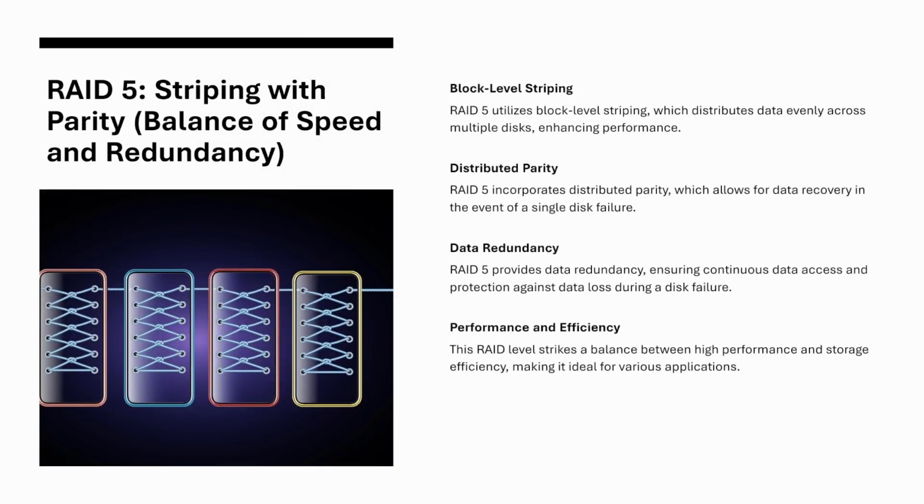RAID 5, striping with parity, balance of speed and redundancy. RAID 5 utilizes block-level striping, which distributes data evenly across multiple disks, enhancing performance. RAID 5 incorporates distributed parity, which allows for data recovery in the event of a single disk failure. RAID 5 provides data redundancy, ensuring continuous data access and protection against data loss during a disk failure. This RAID level strikes a balance between high performance and storage efficiency, making it ideal for various applications.